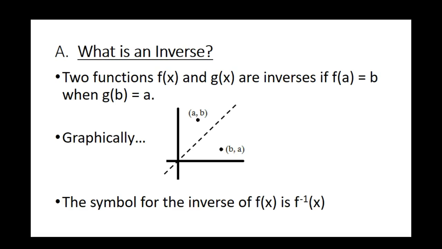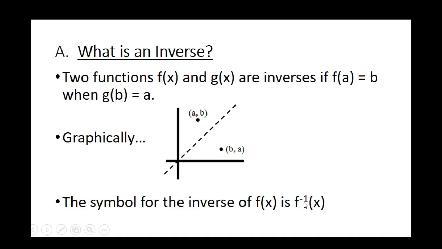But 2 functions, f and g, are inverses if f of a equals b when g of b equals a. Okay? So in other words, the inputs and the outputs get swapped. We would call them inverses. Now graphically that's interesting because if you take the x and y values and switch them, they will always look like they've been directly reflected across this diagonal line, which I think we've mentioned before in this chapter as well. The symbol for an inverse is f with a little -1.